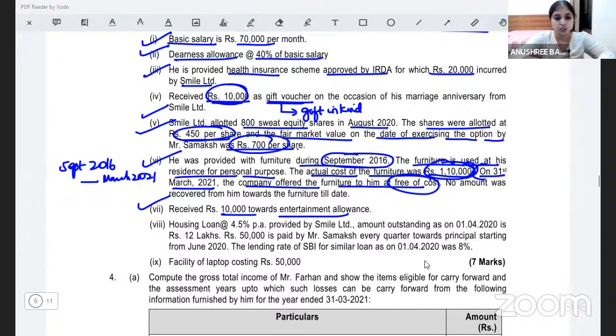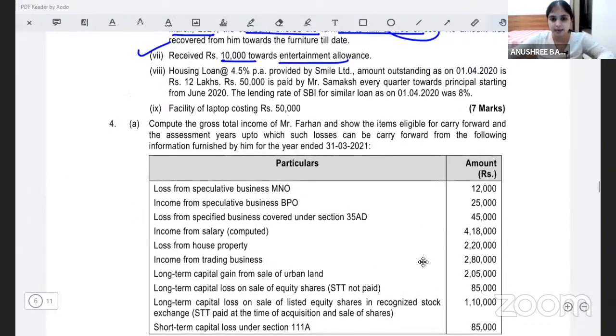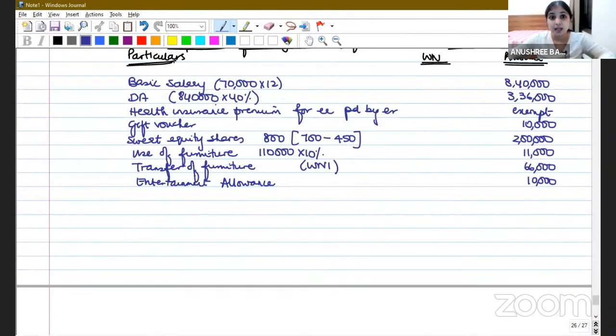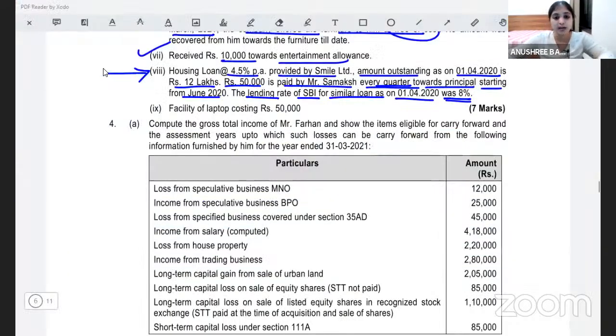Then housing loan at 4.5% per annum is provided by Smile Limited. Amount outstanding on 1st April 2020 is 12 lakhs. 50,000 is paid by Mr. Samaksh every quarter towards principal starting from June 2020. Lending rate of SBI for similar loan on 1st April 2020 was 8%. What is this adjustment all about? It is nothing but loan at concessional rate. Isn't it? Loan at concessional rate.